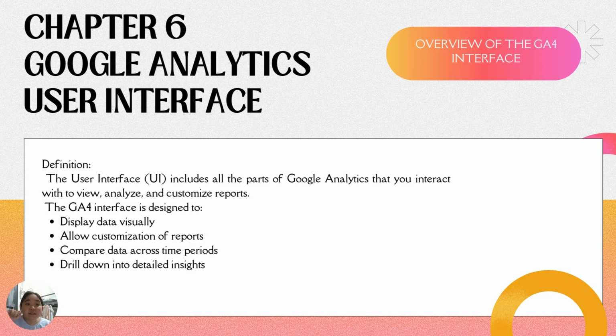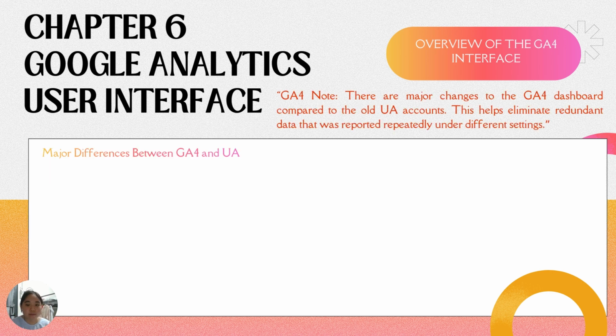Moving to chapter 6, the Google Analytics user interface. This is the overview of the GA4 interface. The user interface, UI, includes all parts of Google Analytics that you interact with to view, analyze, and customize reports. The GA4 interface is designed to display data visually, allow customization of reports, compare data across time periods, and drill down into detailed insights.